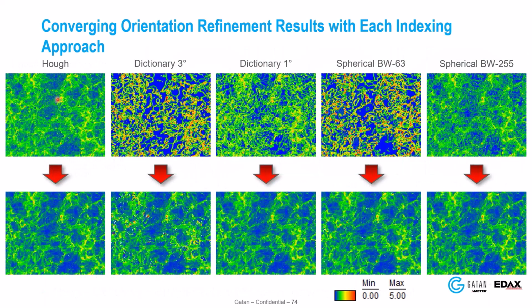So this is just an example. This is looking at the Hough. This is looking at the dictionary with 3 degrees, 1 degree spacings, and this is looking at spherical indexing with a bandwidth of 63 and a maximum bandwidth of 255. And you can see the variation we get in the CAM maps on that microstructure. But when we pass it through the orientation refinement, essentially all 5 of these converge to the same answer. So if you're interested in high precision work, this is a great route that gets us there.